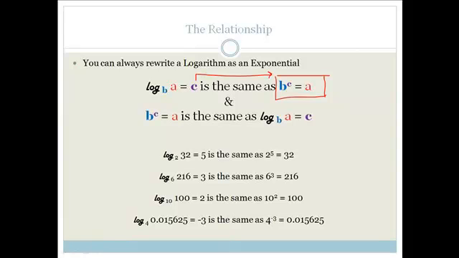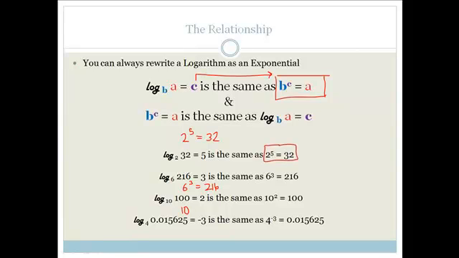So, for instance, log base 2 of 32 is equal to 5. I don't like the logarithm, so I'm automatically going to rewrite it as its exponential counterpart. I'm looking at a base 2, I'm looking at a power 5, and I know that that is 32 if I multiply it out. So there it is, its exponential counterpart. Same with this, log base 6 of 216 is equal to 3. Don't like it, so I'm going to rewrite it as its exponential counterpart. I'm looking at base 6, I'm looking at a power 3, and I'm looking at a solution of that exponential of 216.